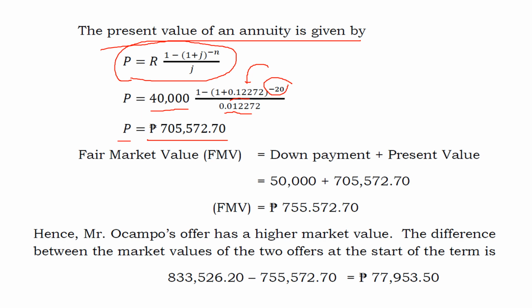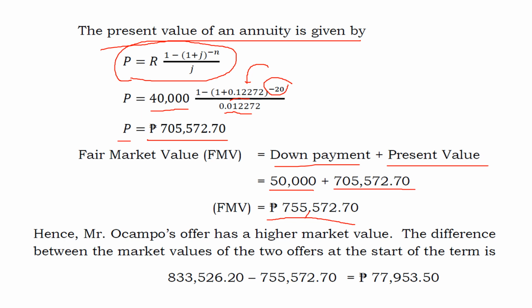The fair market value is computed the same way as for Mr. Ocampo's offer. It's still the down payment plus the present value. As you can see, the down payment is still 50,000 and the present value for Mr. Cruz's offer is 705,572.70 pesos. If we get the sum of the down payment and the present value, we come up with 755,572.70 pesos. That will be the fair market value for Mr. Cruz's offer.